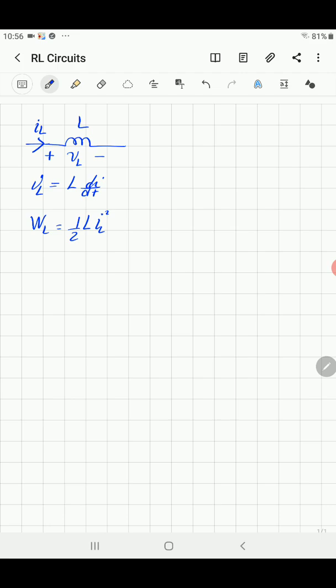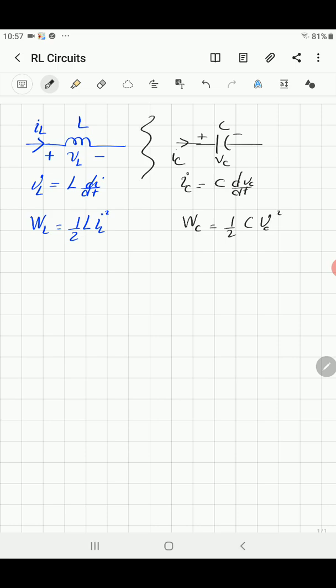I mean to revise with you the difference between this and the capacitor. Let's do the capacitor next to it. For the capacitor C, if the voltage across the capacitor is VC and the current in the capacitor is IC, the relationship is IC equals C dVC by dt. And the energy stored in the capacitor is equal to 1/2 C VC squared. So it's a fast recovery.